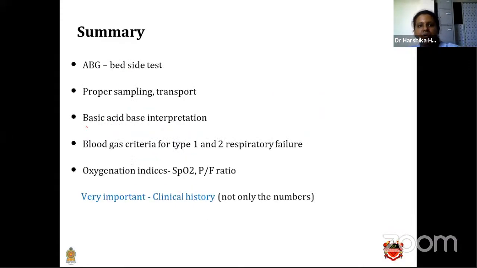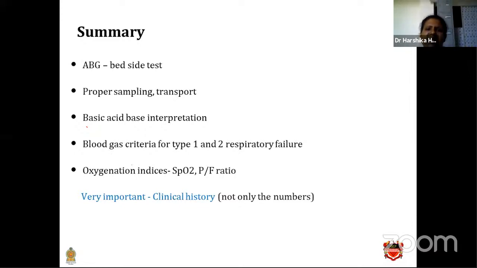Right. So I have discussed the simple acid-base disorders plus the gas exchange indices. In summary, arterial blood gas is a simple bedside test which needs proper sampling and transport if you don't have an on-site blood gas analyzer. We have discussed the basic acid-base interpretation, the blood gas criteria for type 1 and type 2 respiratory failure, and the oxygenation indices.